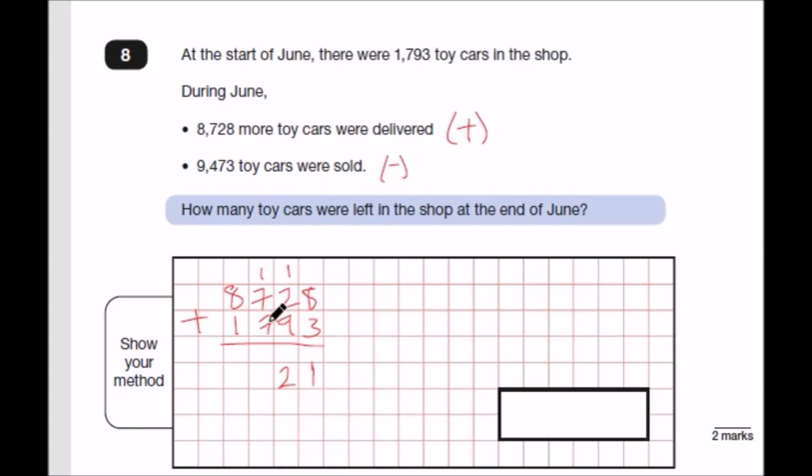Okay, 7 add 7 is 14. Add 1 is 15. Finally, carry the 1. Add these 3 numbers and you should get 10. So 10,000. Now we want to subtract against the new cars. So subtract against the cars that were sold.